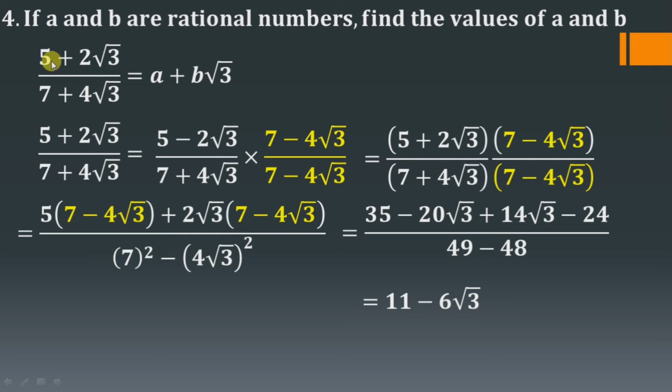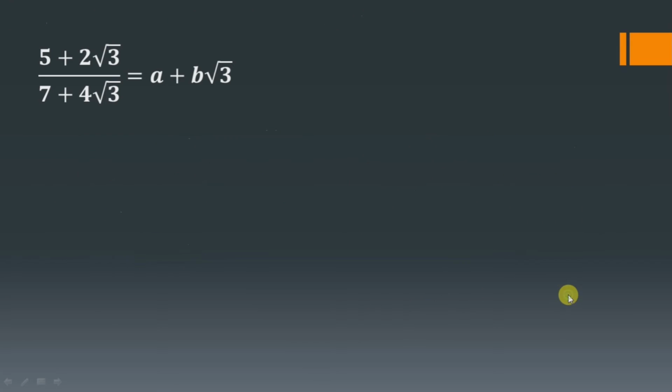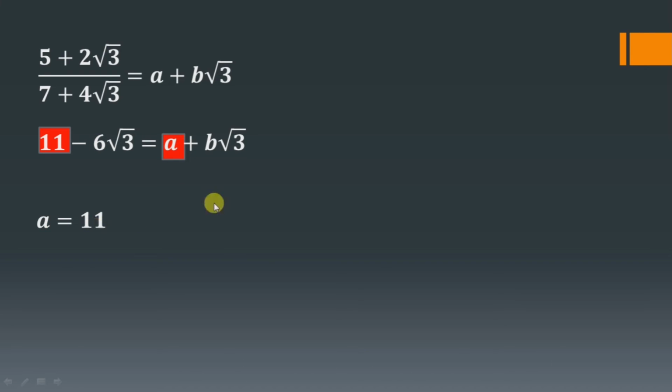That means your left hand side, (5 plus 2 root 3) divided by (7 plus 4 root 3), is equal to 11 minus 6 root 3. So instead of this, I will write its value: 11 minus 6 root 3 is equal to a plus b root 3. Now let's compare. If I compare left hand side and right hand side, a is equal to 11 and b is equal to minus 6. We got the value a is equal to 11, b is equal to minus 6.